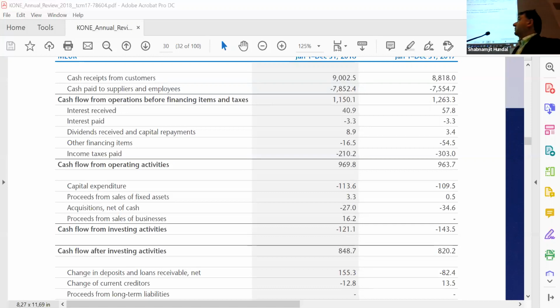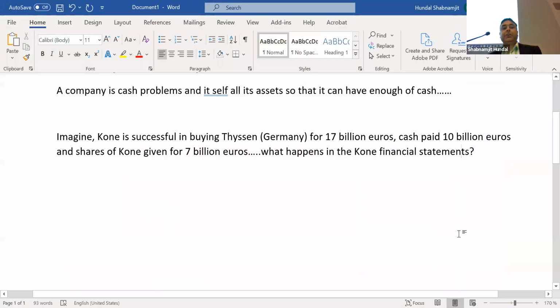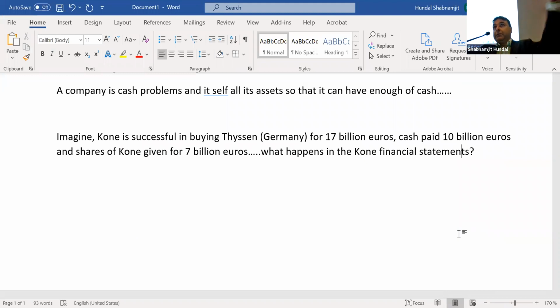So imagine, let me see if it is being shared. Imagine Kone is successful in buying Houston, Germany, this company, for 17 billion euros. The agreement is that when this acquisition or merger takes place, the cash paid would be 10 billion euros, whereas the shares of Kone would be given to them for 7 billion euros. What happens in the financial statements?